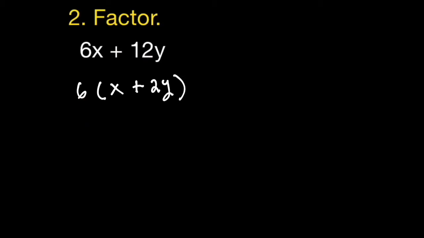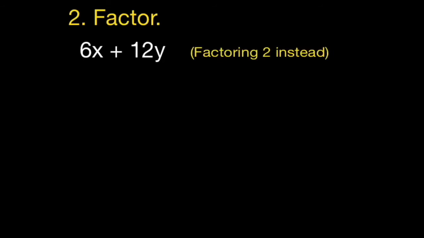Now 6 and 12 do share a factor of 3 and a factor of 2, but I chose 6 because 6 was the biggest one that can divide both. Let's explore what would have happened if instead we had factored out a 2. Here, factoring the 2, we can rewrite the expression as 2 multiplied by 6x divided by 2 gives us a 3x, and then a positive 12y divided by 2 gives us a positive 6y.